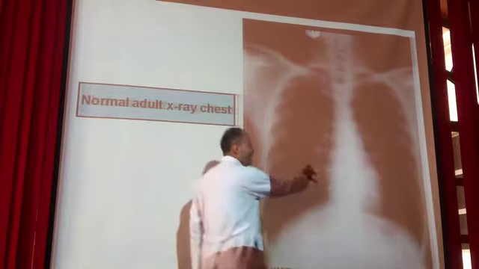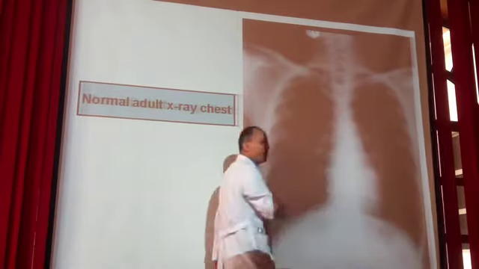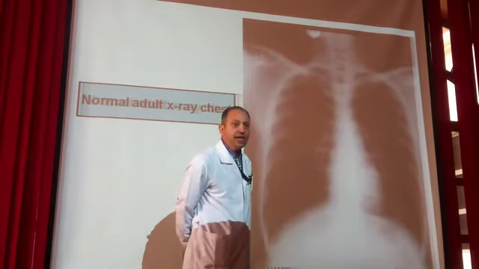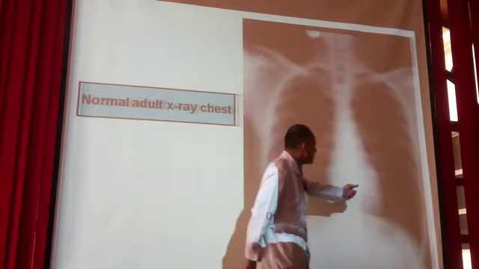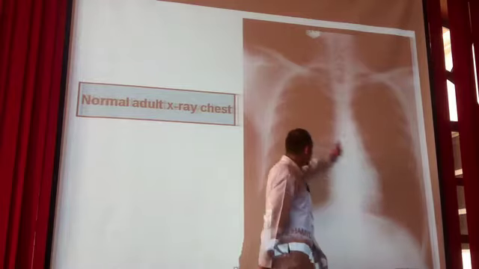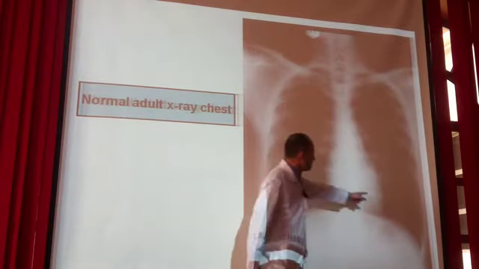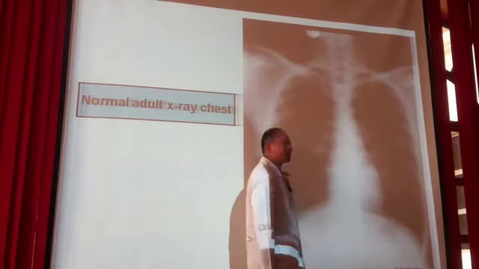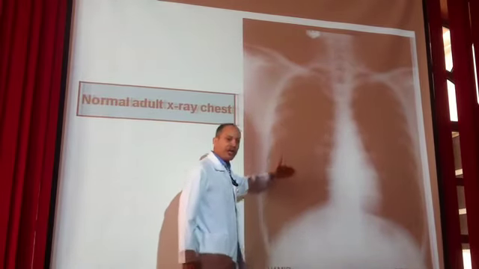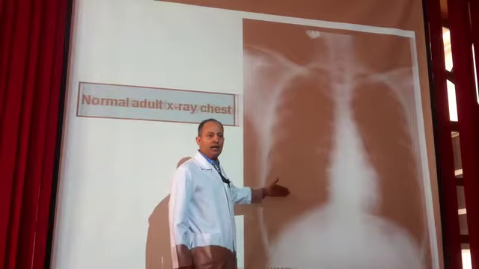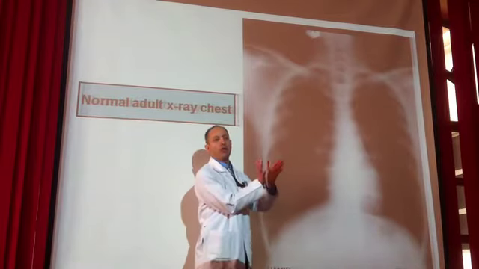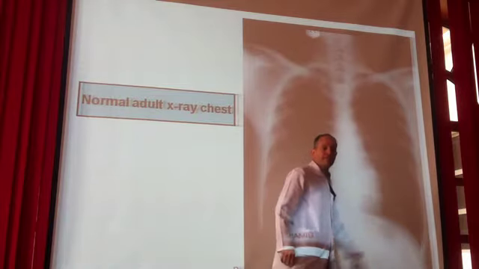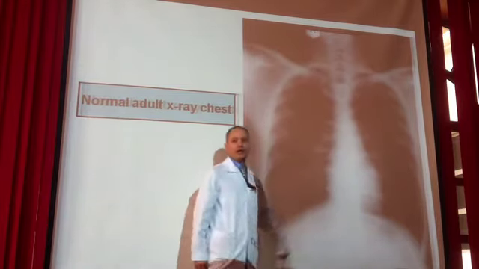A mid-line cone-shaped shadow which is white in color is the heart. So this one is the left border, this is the right border of the heart, and this is the apex of the heart, and this is the diaphragm. And on either side we have the dark shadow of the lung. One large and one narrow. Which is narrow? The left side, you see? And this one is the right one.